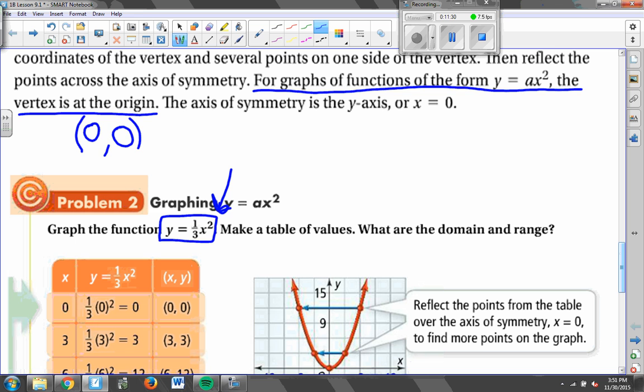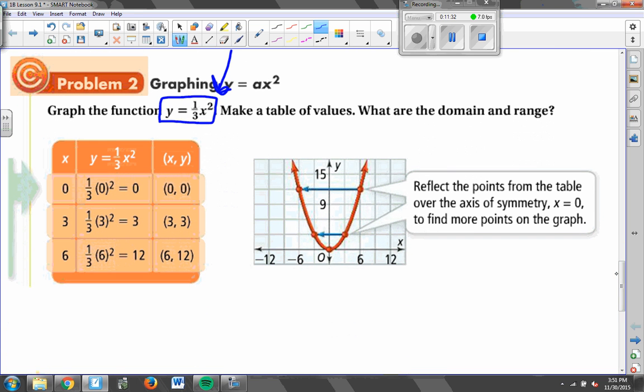The axis of symmetry is the y-axis, or x equals 0, which I'll show you in just a second. So because I know that this function is just some number times x squared, I know my vertex is at 0, 0. I can check that, because if I put 0 in for x, 0 squared is 0, times 1/3 is still 0. So 0, 0.